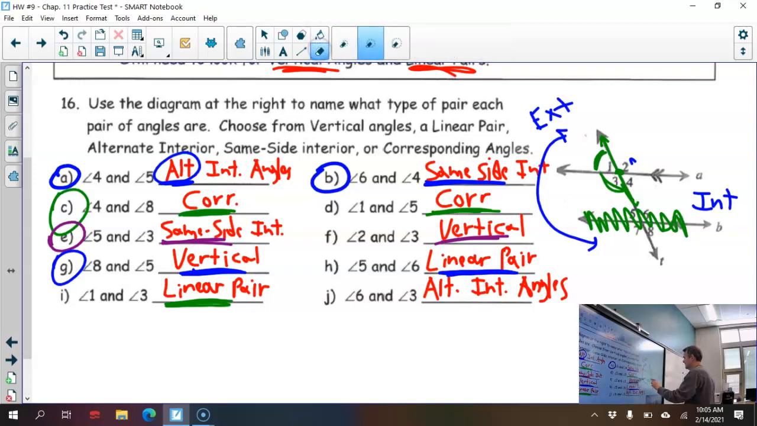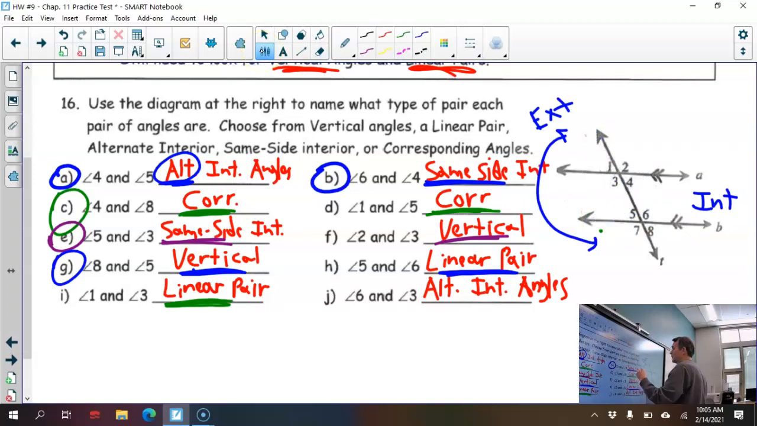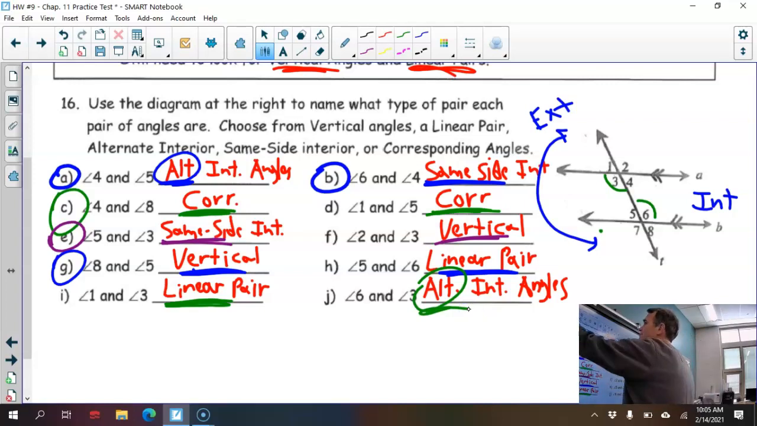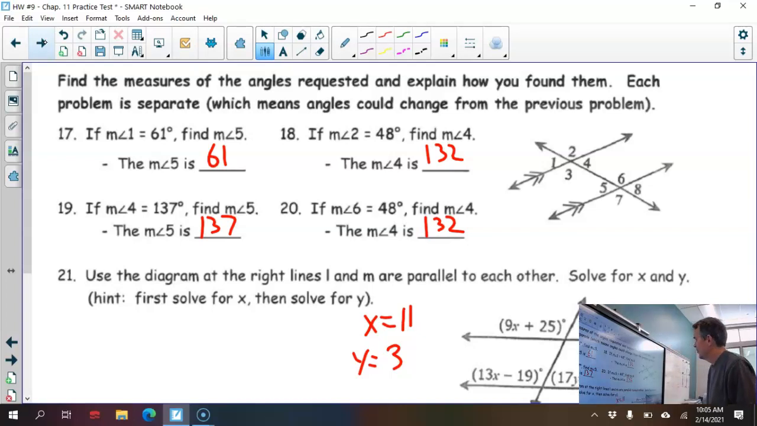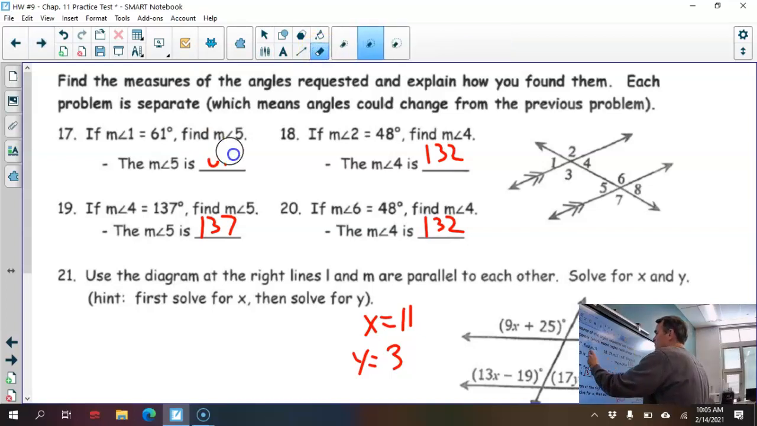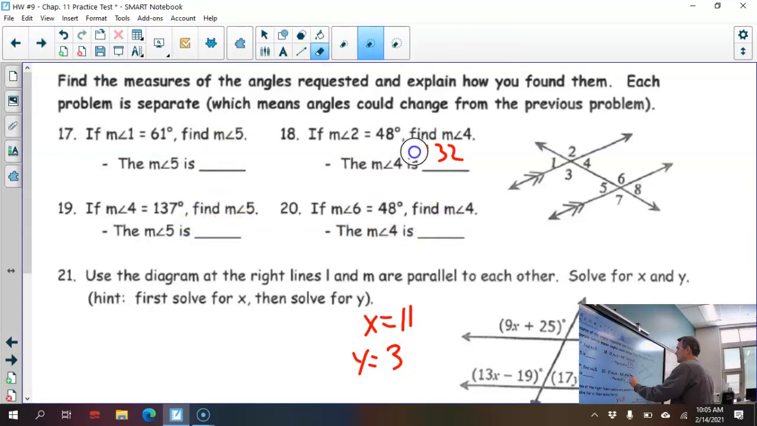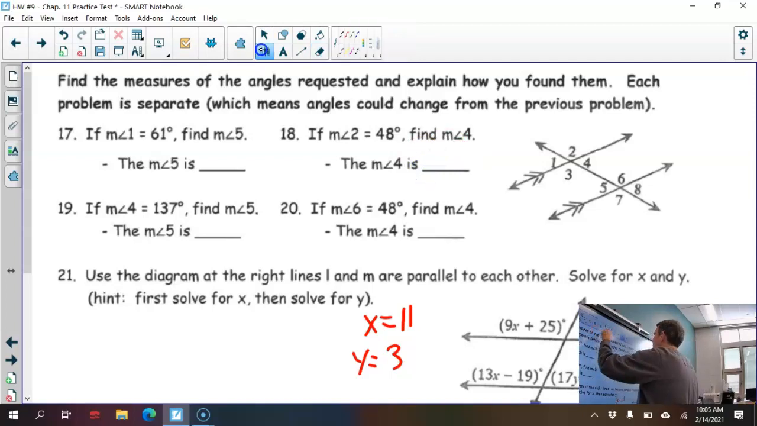And finally, we have angle 6 and angle 3. Those are both interior angles, and they're on opposite sides of the transversal, which is why we call them alternate interior angles. All right, now we want to use these relationships to determine angle measures.